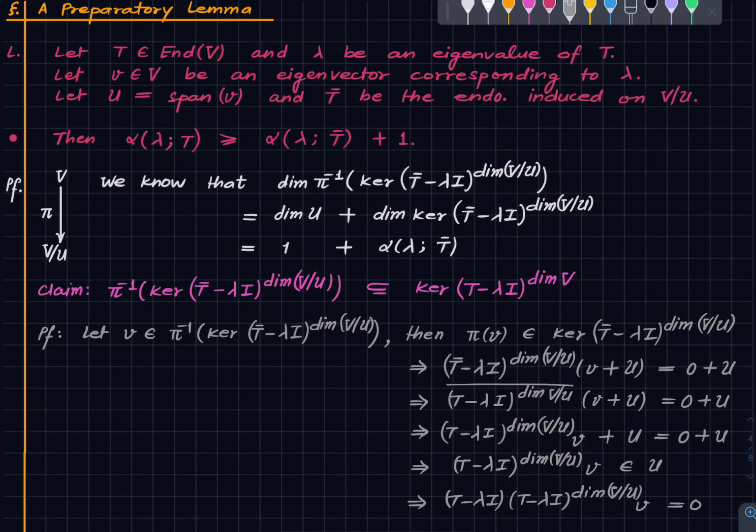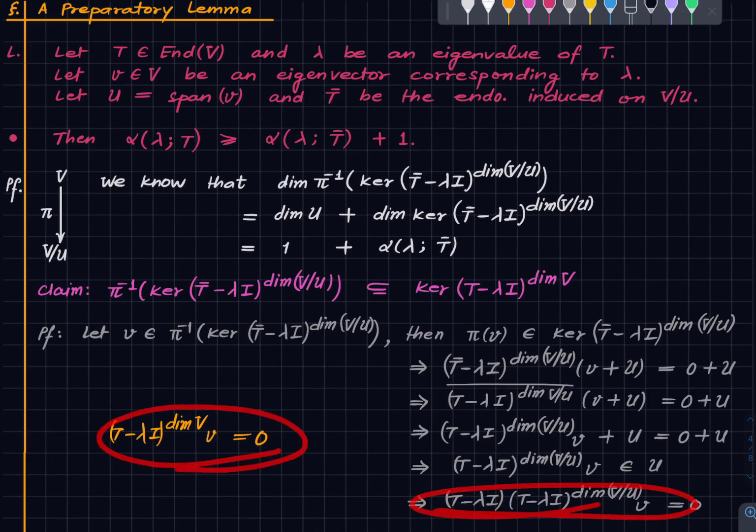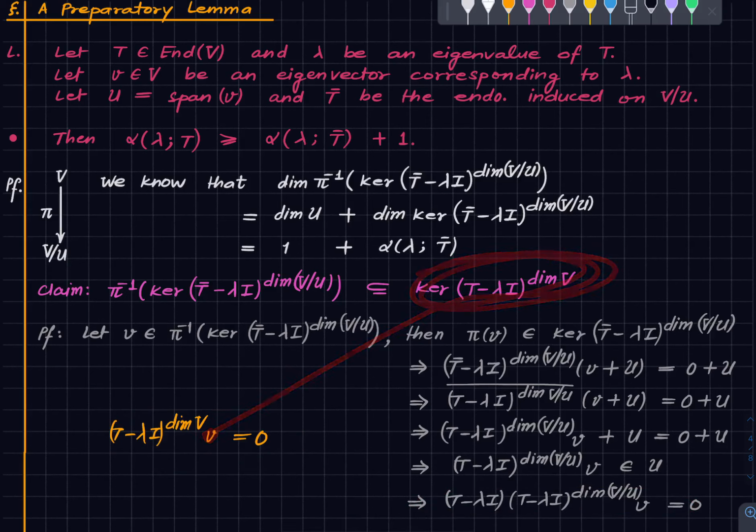Which is exactly the same thing as saying that, let me write here, this is 0. Why? Because the dimension of U is 1. So this is dimension V minus 1, but we get a plus 1 because of this guy. And hence this equation is just this equation, which is to say that V is here. And that's all. This containment was the reduced goal, and we have proven this lemma.